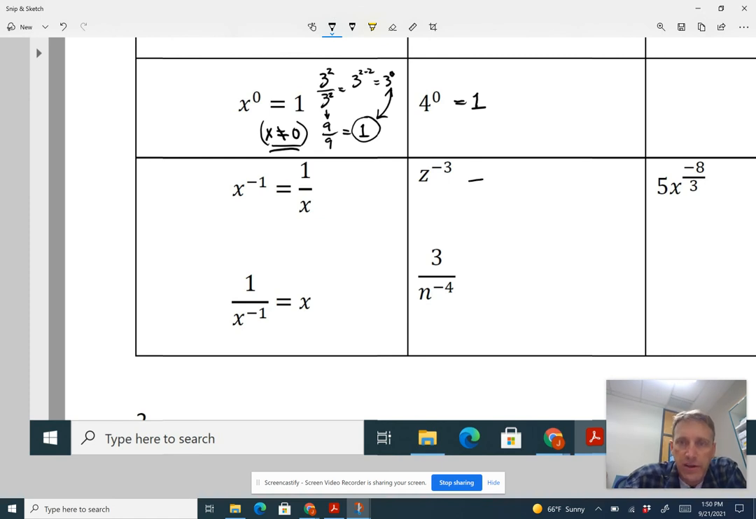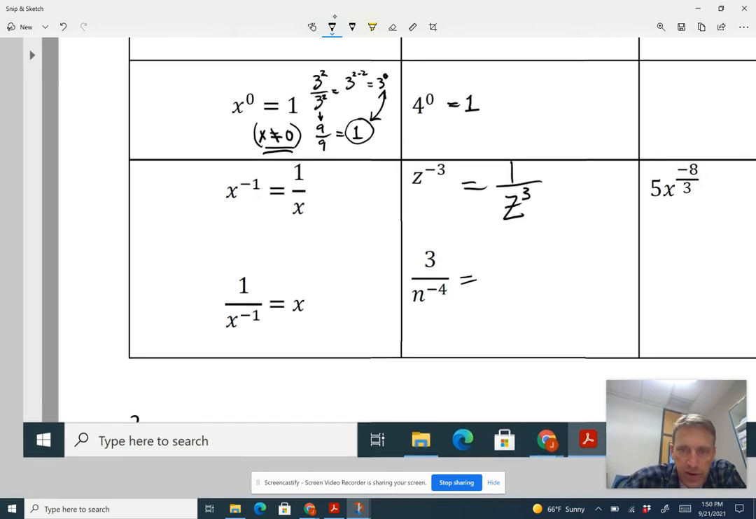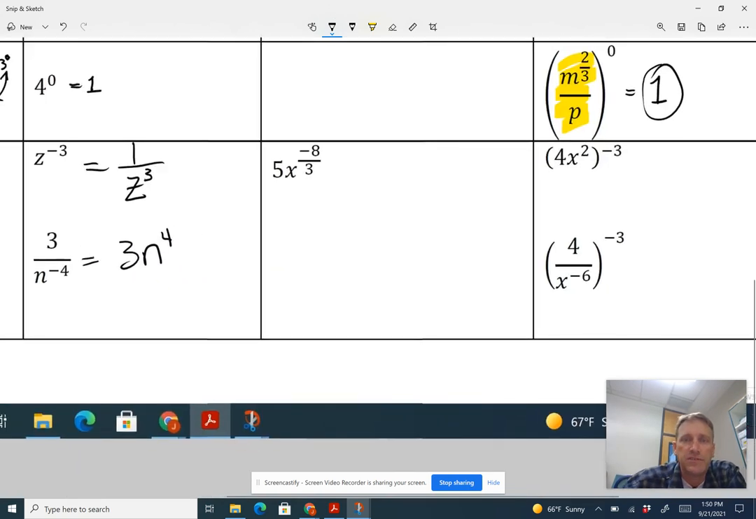So z to the minus 3 is 1 over z cubed. Here I've got 3 over n to the minus 4. So if it's negative down here, it's positive up here. So this just becomes 3n to the 4th. And that would be how you would simplify those. Let's do another one here.